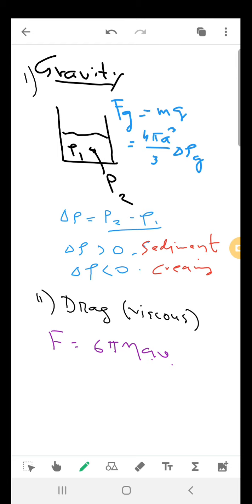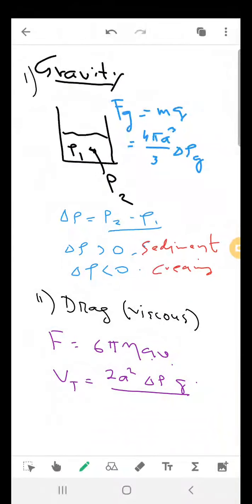So there is a terminal velocity associated with this viscosity, and it is equal to 2a square, where the size of the particle is a, and delta rho into g divided by 9 eta. This is the terminal velocity. So this is the second type of velocity.